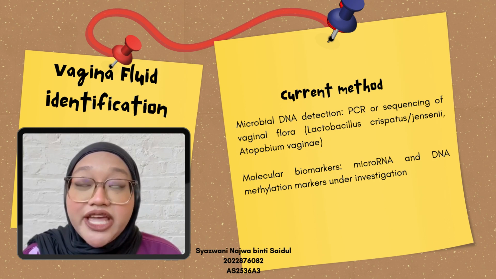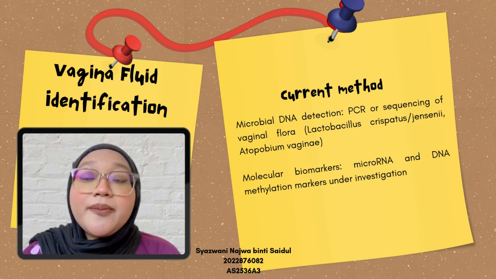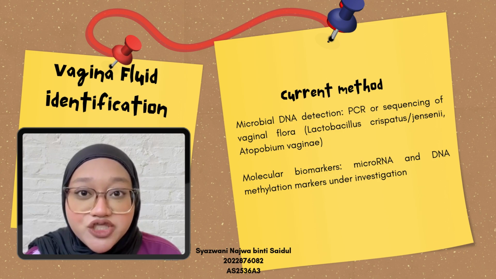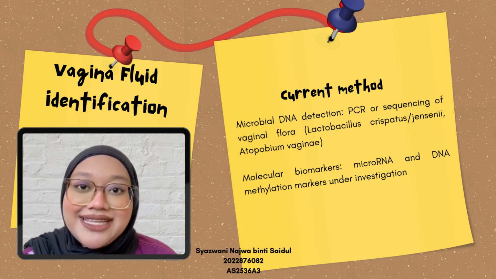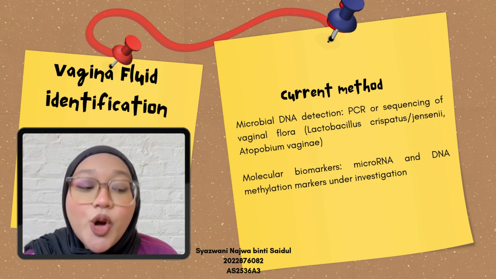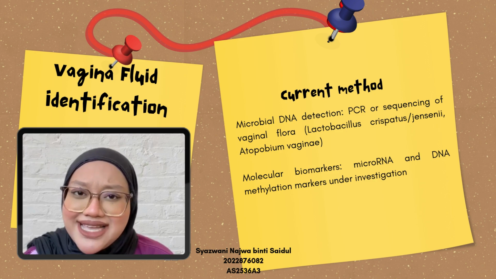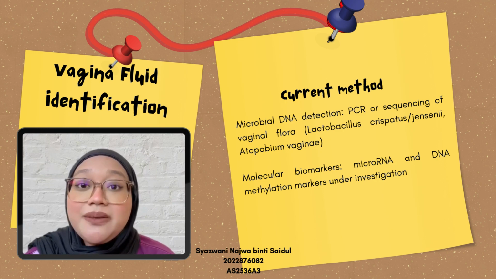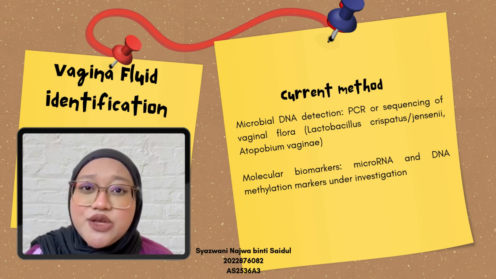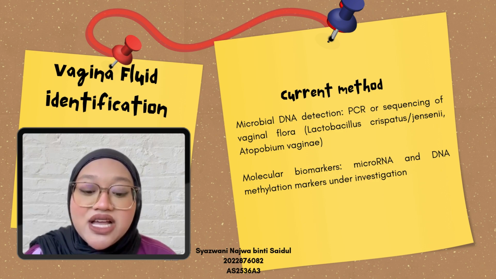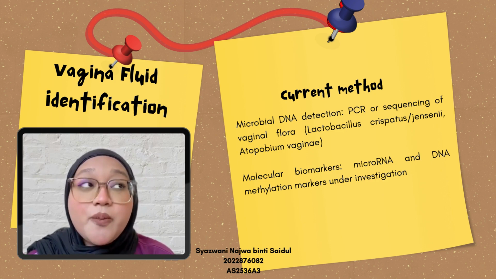Vaginal fluid identification can be more challenging compared to other body fluids because it doesn't have unique proteins that clearly show its presence. This makes it harder for a forensic expert to confirm if vaginal fluid is part of the evidence. To detect it, scientists often look at the DNA of bacteria that are commonly found in the vagina. This includes Lactobacillus crispatus, Lactobacillus jensenii, and Atopobium vaginae. These microbes can be identified using PCR or DNA sequencing. Another method involves looking at molecular biomarkers like microRNA and DNA methylation patterns. This can help indicate the presence of vaginal fluid more accurately.